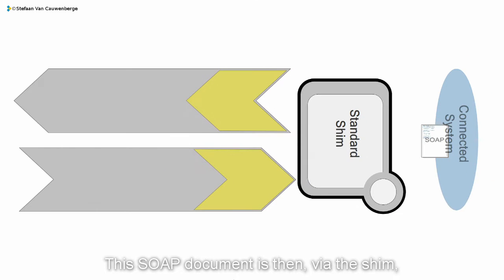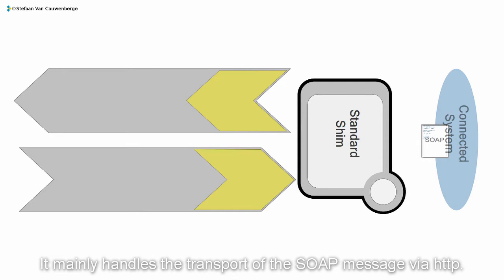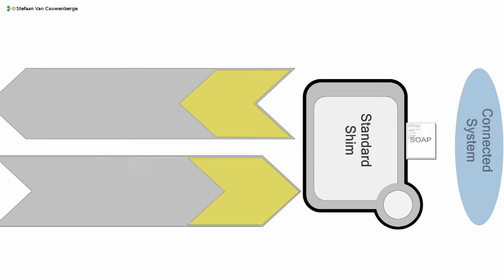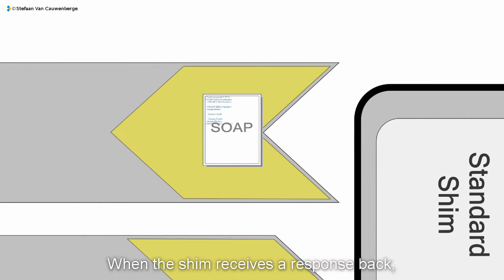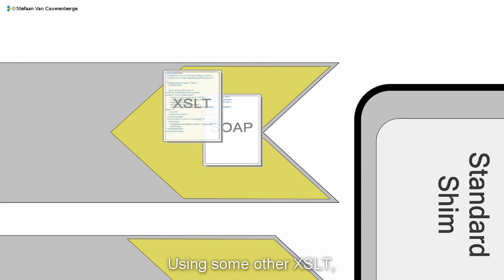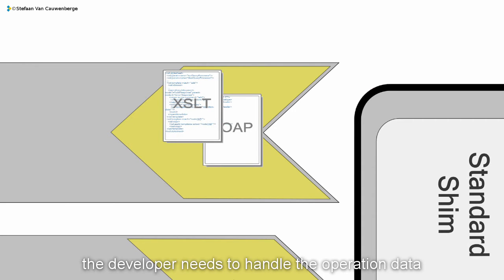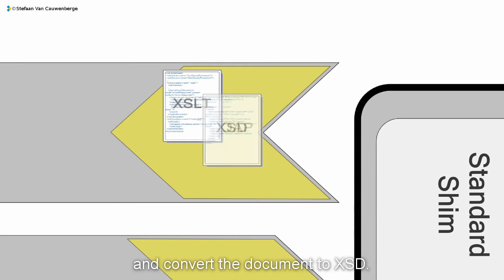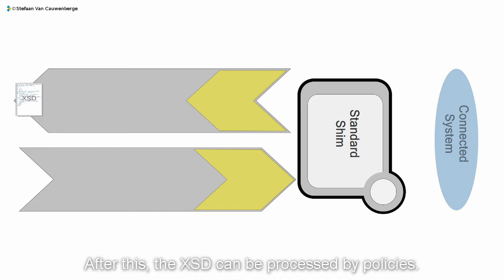This SOAP document is then, via the shim, passed to the connected system. The shim itself does not alter the SOAP document. It mainly handles the transport of the SOAP message via HTTP. When the shim receives the response back, the engine appends the operation data to the node you specified. Using some other XSLT, the developer needs to handle the operation data and convert the document to XSD. After this, the XSD can be processed by policies.